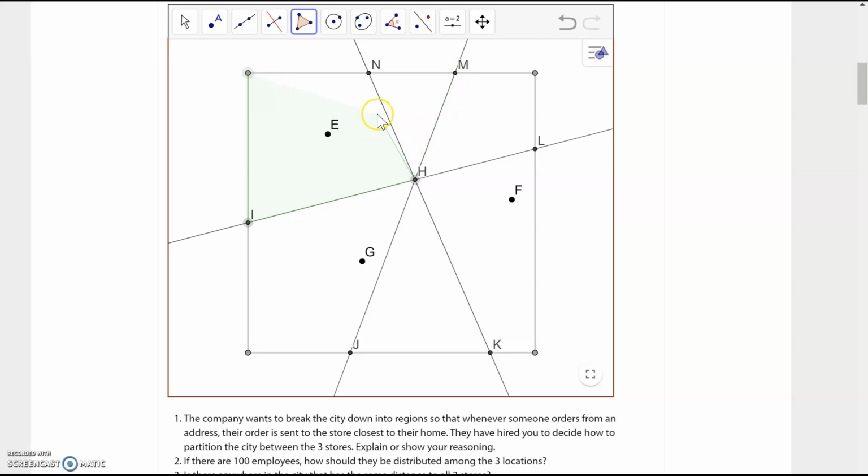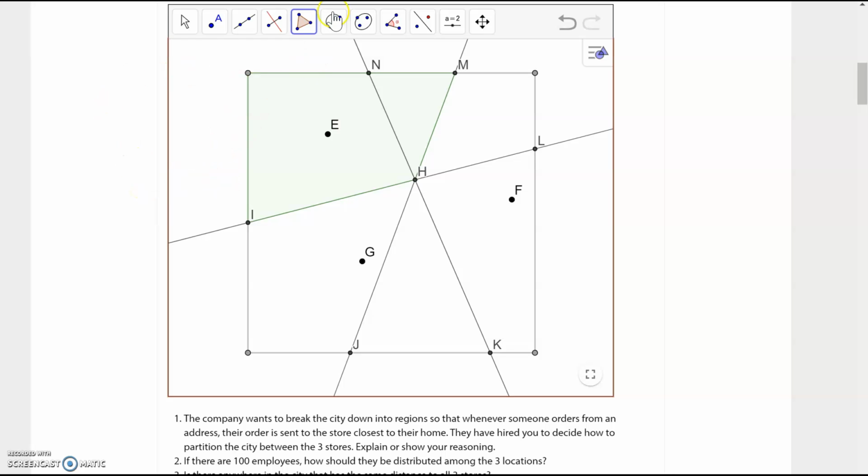So everything on the left-hand side of this line is closest to E, but that is not as it relates to F. So I want to choose the line that is the perpendicular bisector from E to F, and that line goes up to M. Then come over and end it, and there's my polygon.